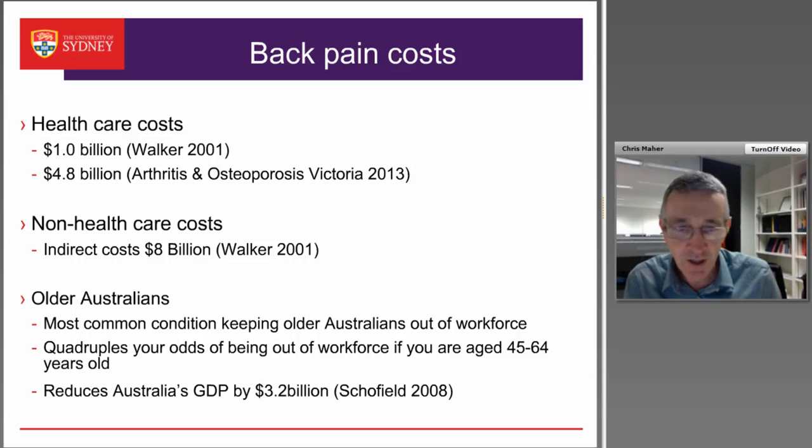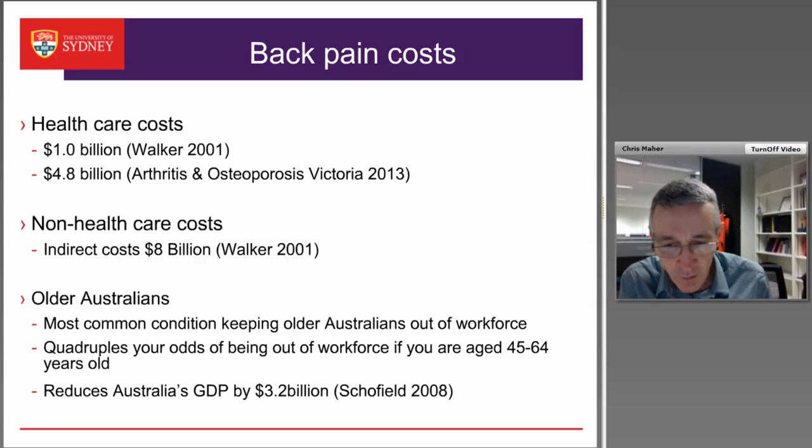In terms of an introduction, I guess most of you understand some of these data, but I think we need to set the stage here. So in terms of healthcare costs, you've got these astronomical figures for back pain. The earlier study by Walker suggested $1 billion per year in Australia. The more recent studies reported from Arthritis and Osteoporosis Victoria suggest that the cost is closer to $5 billion per year. In terms of non-healthcare costs, you've got the indirect costs that Bruce Walker estimated at $8 billion.